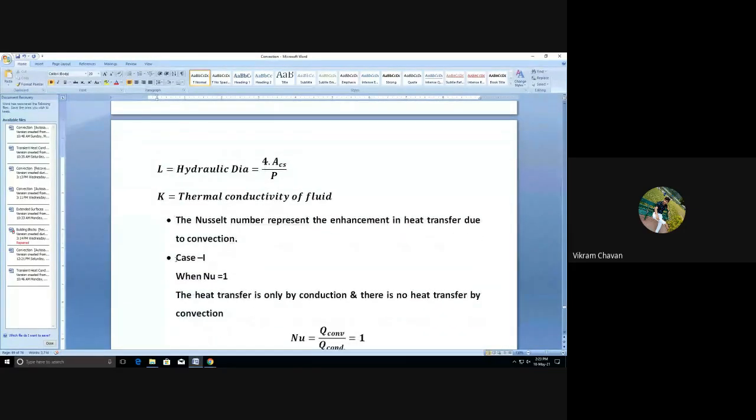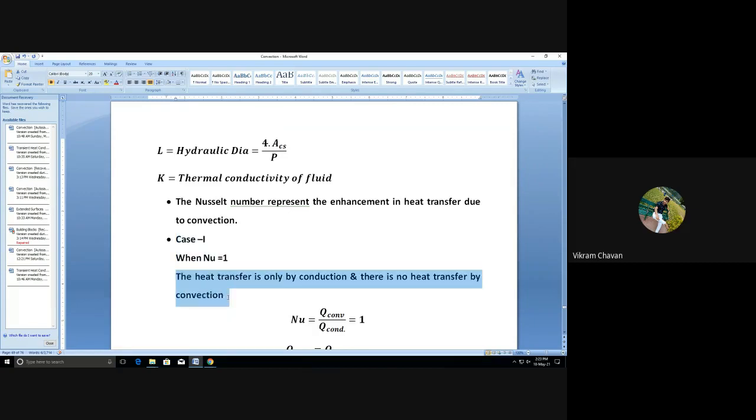Okay. So case number one in Nusselt number, when Nu is equal to 1. If you are getting Nusselt number equal to 1, then what does it represent? It represents the heat transfer is only by conduction, and there is no heat transfer by convection.